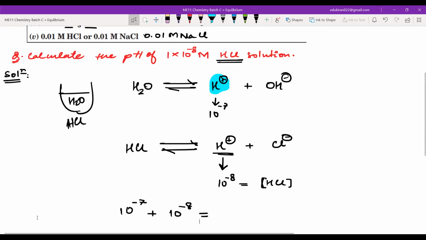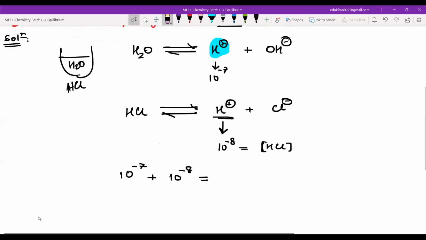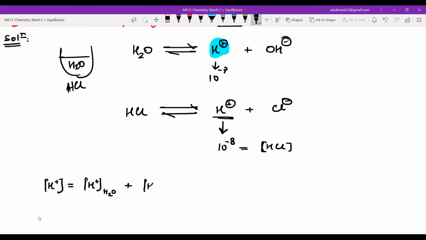So let me give you some time and let us see who can add this. I'll be happy if you can add this. So the total concentration of H plus will be equal to the concentration of H plus from H2O plus the concentration of H plus from HCl. This will be equal to 10 to the power minus 7 plus 10 to the power minus 8.